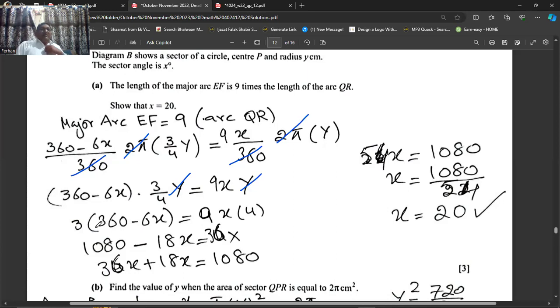Now you are left with 3 into 360 minus 6x, and this 4 will go to the other side and multiply. So you will have 1080 minus 18x equals 36x. So 36x plus 18x, taking this to the other side, equals 1080. So 54x is equal to 1080. So x is 1080 divided by 54, and that is 20. So the value of x is 20, and this was supposed to be shown. We have shown that the angle x is equal to 20 degrees.